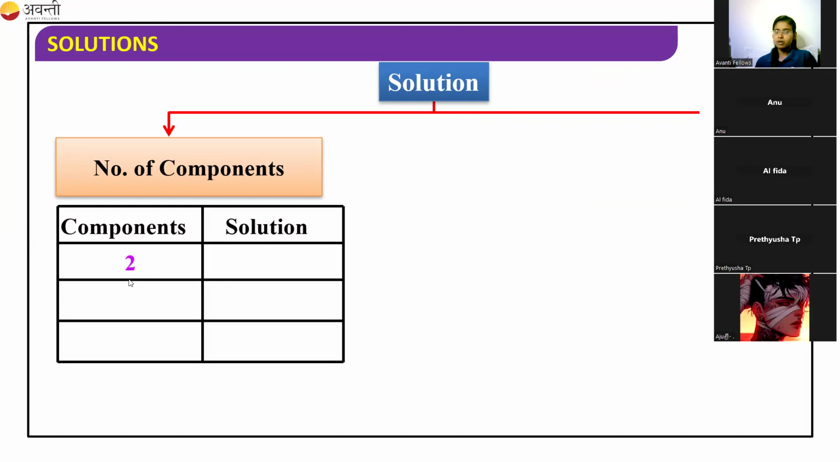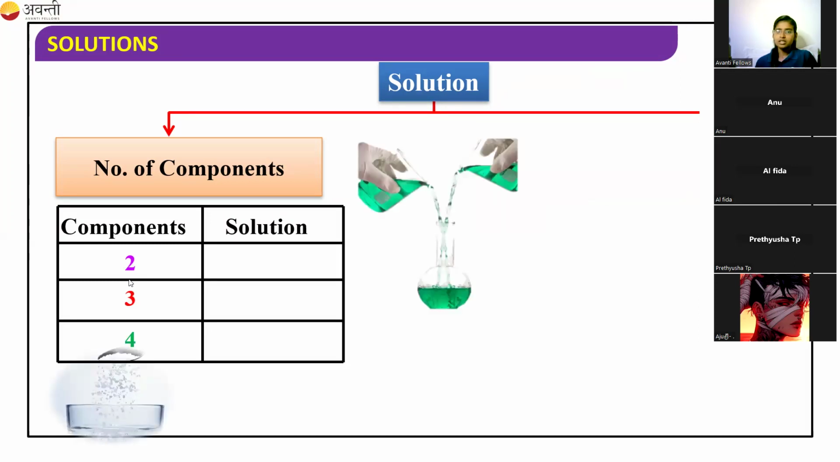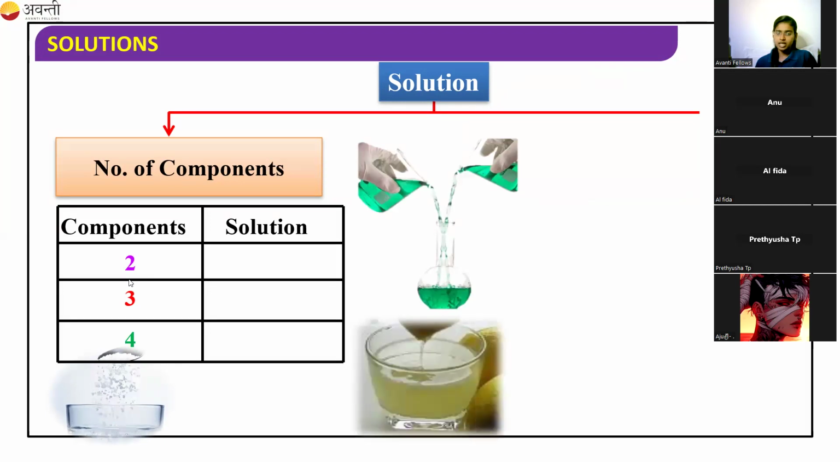So if the number of components is equal to 2, 3, or 4: if it is equal to 2, then we call that solution binary. Bi means 2, ter means 3, and quarter means 4. So binary solution, ternary solution, quaternary solution. The components may be anything.